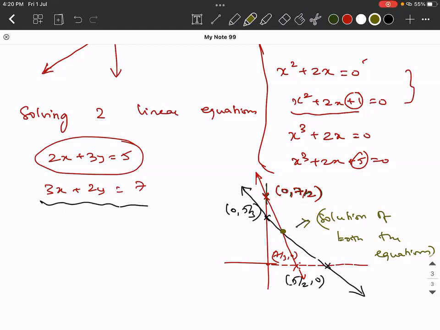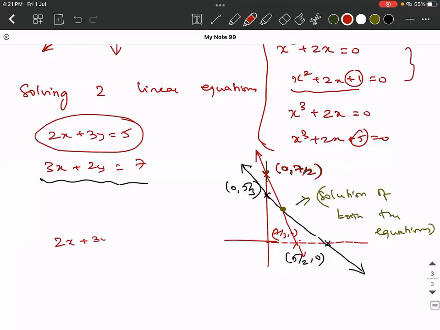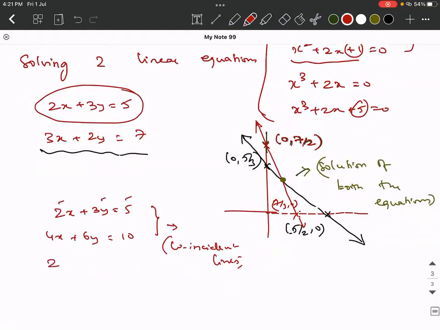That's a good question actually. There are scenarios where they don't meet, and there are scenarios where both lines will overlap on each other. For example, I'm taking the same numbers because it's easy. 2x plus 3y is equal to 5, and 4x plus 6y is equal to 10. They both are the same equation. When you solve them, these are called coincident lines. Did you understand why we call them coincident lines? They both are the same. You take this 2 outside.